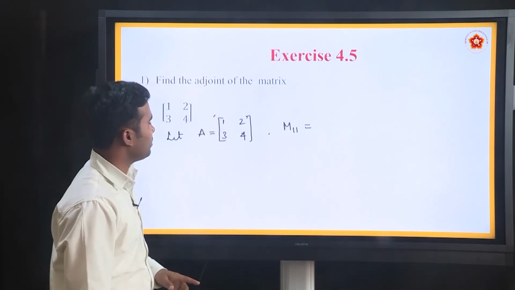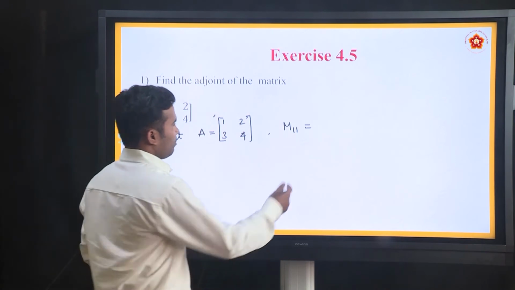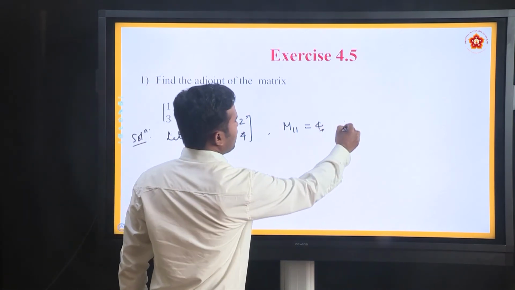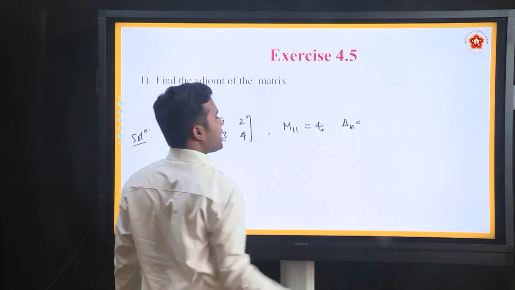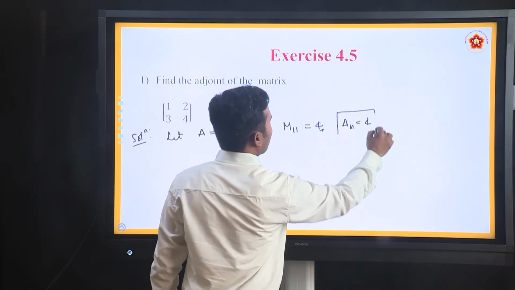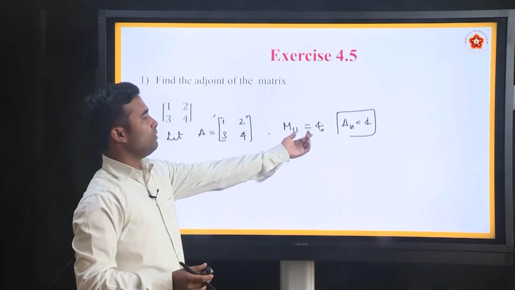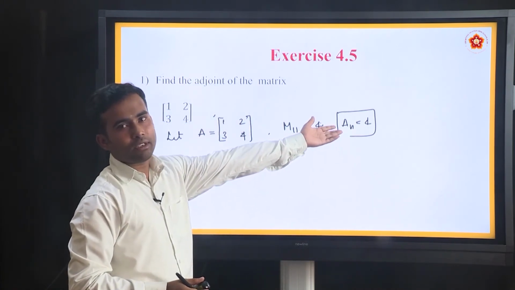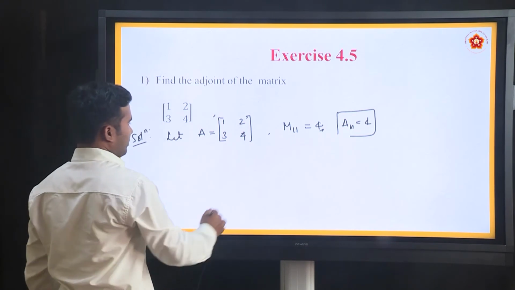What is the element we left? 4. What is the determinant of 4? 4 itself. Then what is the cofactor for this? What is A11? Which is nothing but M11. Therefore, cofactor M11. What is M11? 4. Therefore, what is the cofactor element? 4 itself.